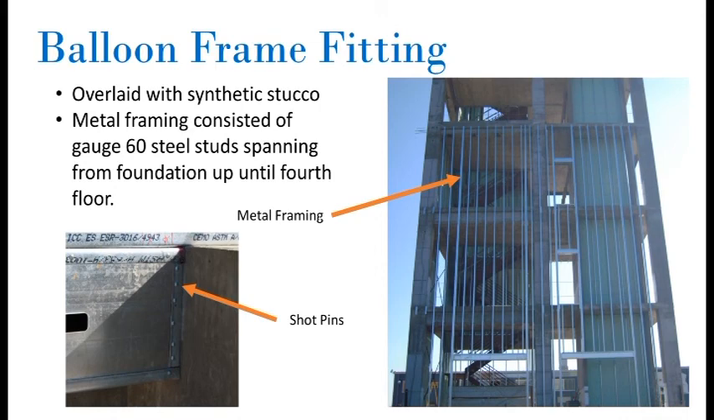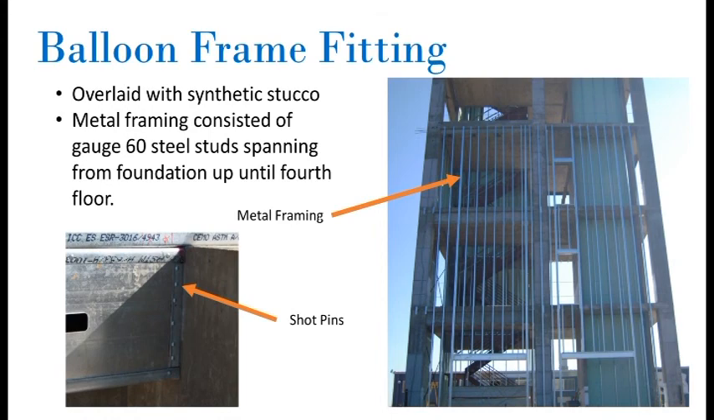The metal framing consisted of gauge 60 steel studs spanning vertically from the foundation of the building up until the 4th level floor slab. Horizontal tracks at the top and bottom of the studs connected the studs to each other. Light gauge steel clips that were screwed into the steel studs were used to attach the metal framing to the structural components of the building, such as slabs, beams, and columns.